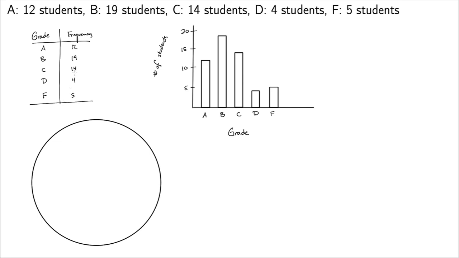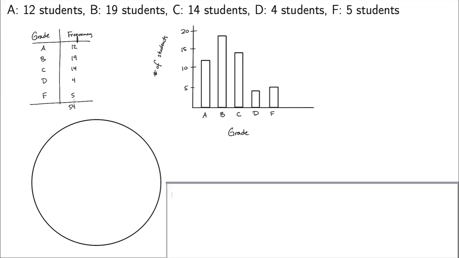Okay, so I'm going to go down here and my total, I'm just going to add these up. So 12 plus 19 is 31, plus 14 is 45, plus 4 is 49, plus 5 is 54. So we've got 54 total. And then I'm going to go ahead and find the proportion that each of these is. So I'm going to do 12 out of 54. So 12 divided by 54 is, if I get a decimal, it's 0.2, or the fraction is 2/9.